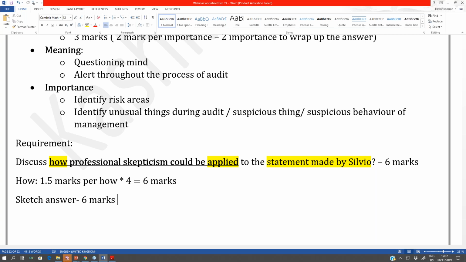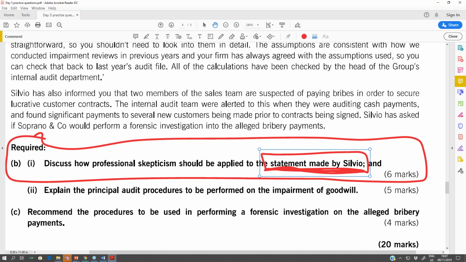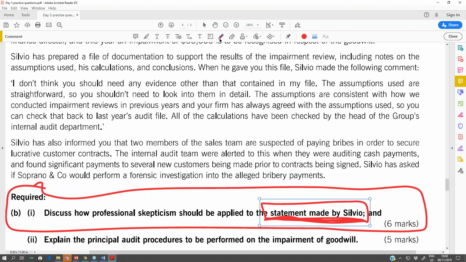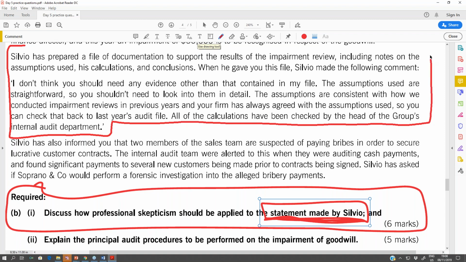Okay, now let's find the sketch answer. Let's read the statement made by Silvio. Here is the statement made by Silvio. You can see the open inverted comma and the close inverted comma. Very carefully, I'm just reading the relevant part of the case.